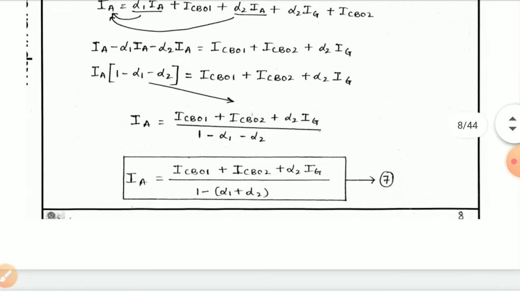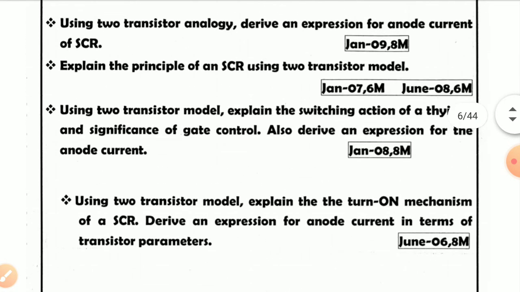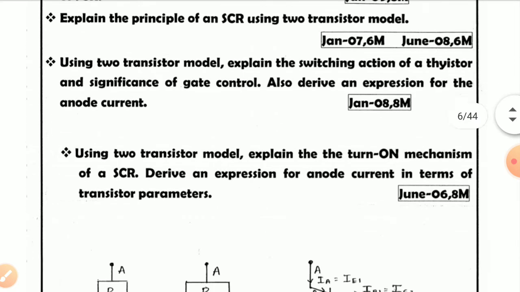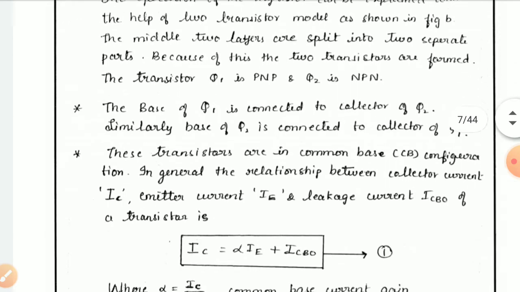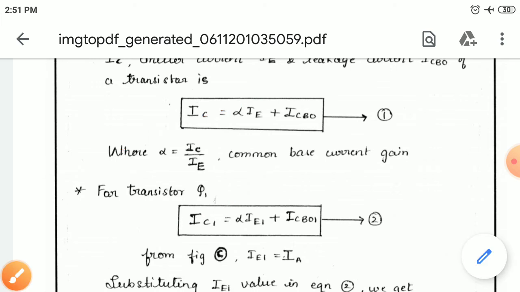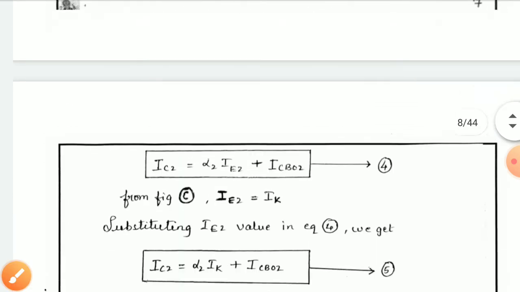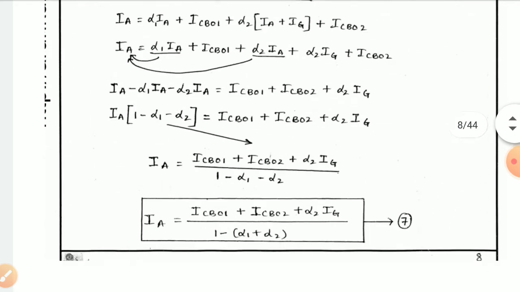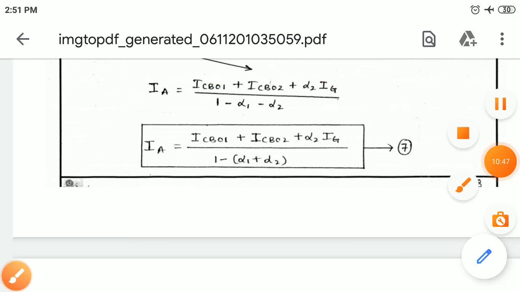Okay, this is about the two transistor analogy. As I said in the beginning, you may get questions like: explain using the two transistor model the switching operation of the thyristor and the significance of this during gate control, and also derive the expression for the anode current. You have to explain each bit of this. You have to draw the circuit diagram, explain every part, and deduce the expression. You write the general collector current equation, then apply it to IC1 for transistor 1, and in the same way for transistor 2, IC2. Add those two and calculate the anode current of the thyristor. Okay, so that's the two transistor analogy of a thyristor.